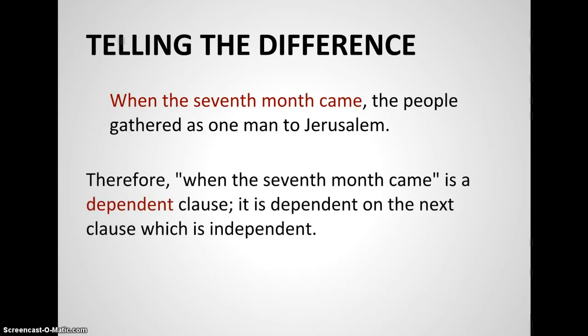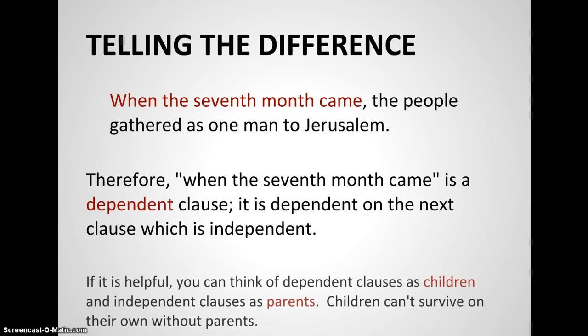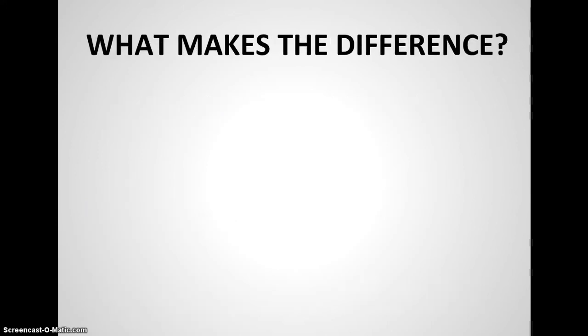So, to continue this then, when the 7th month came is a dependent clause. It is dependent on the next clause, which is independent. And some people find it helpful to think of dependent clauses as children. Some of us will even claim dependence on our tax form. Children don't live on their own. They live and exist in relationship to their parents. And dependent clauses are the same thing. They can only exist if they are attached to a dependent or an independent clause.